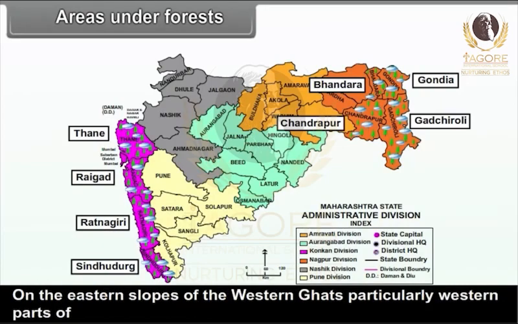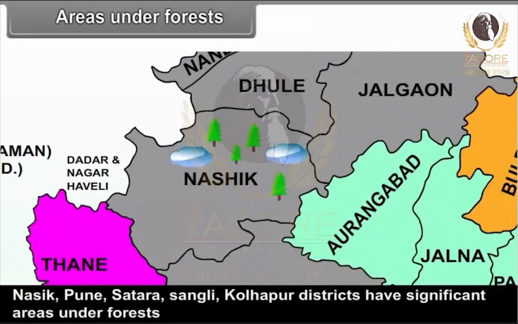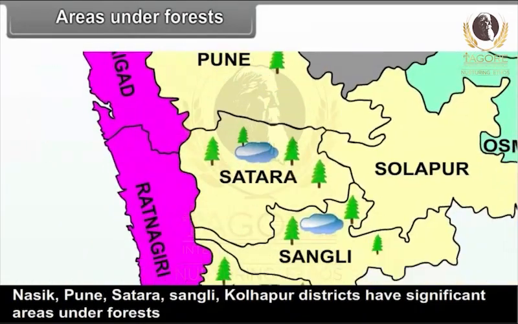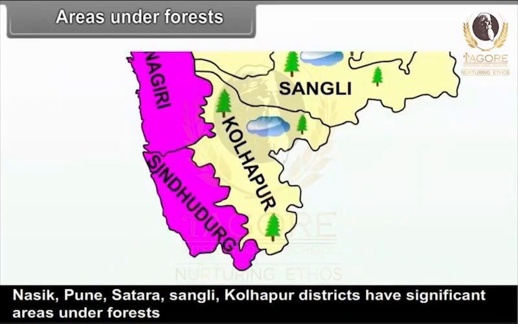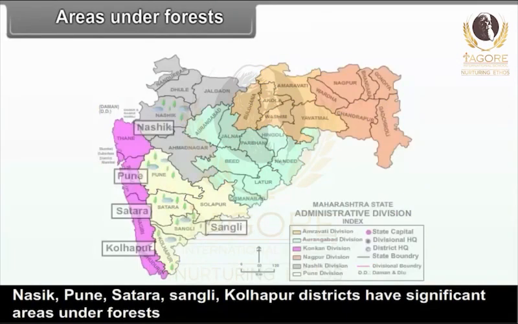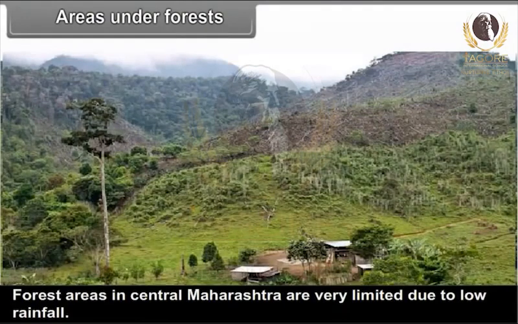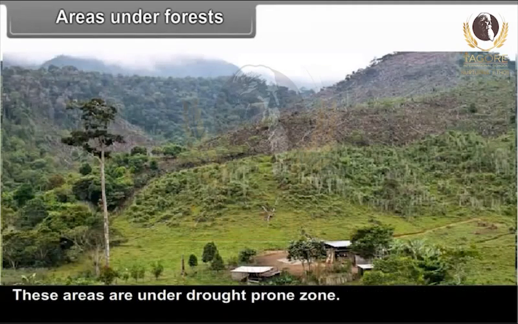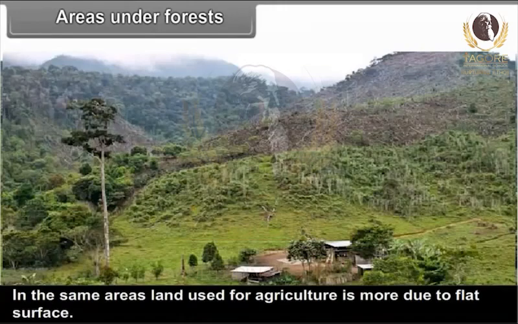On the eastern slopes of the Western Ghats, particularly western parts of Nasik, Pune, Satara, Sangli, Kolhapur districts have significant areas under forests. Forest areas in central Maharashtra are very limited due to low rainfall. These areas are under drought-prone zone. In the same areas, land used for agriculture is more due to flat surface.